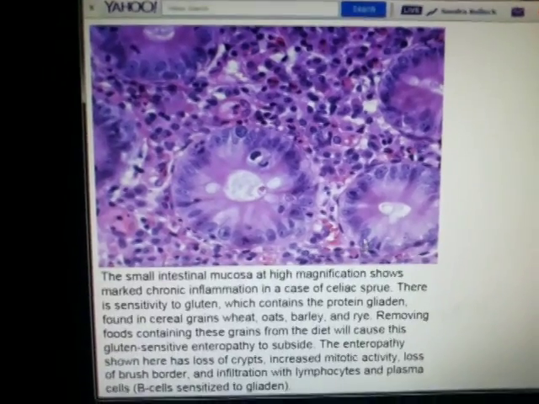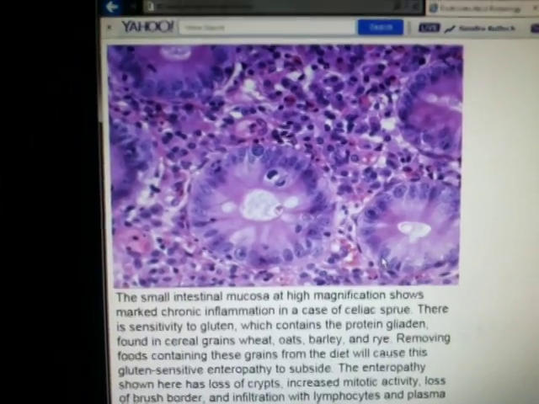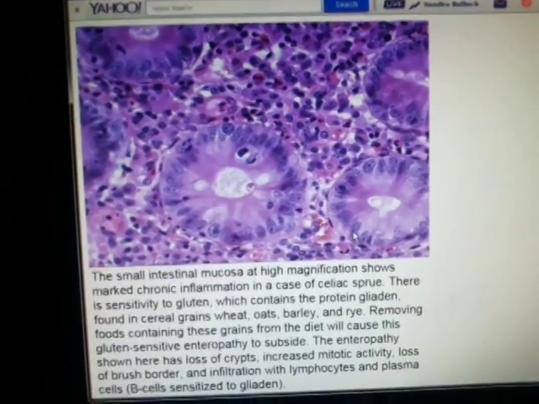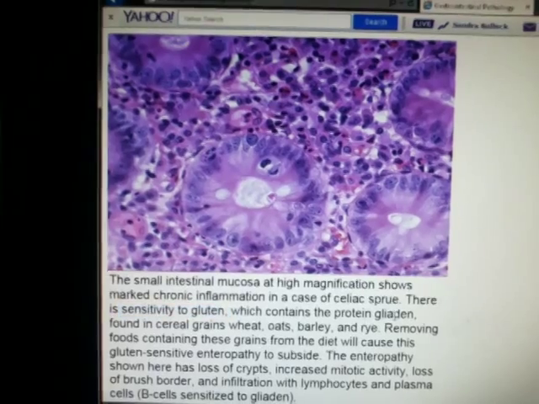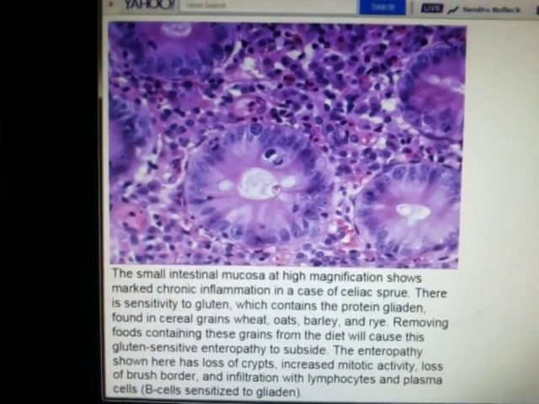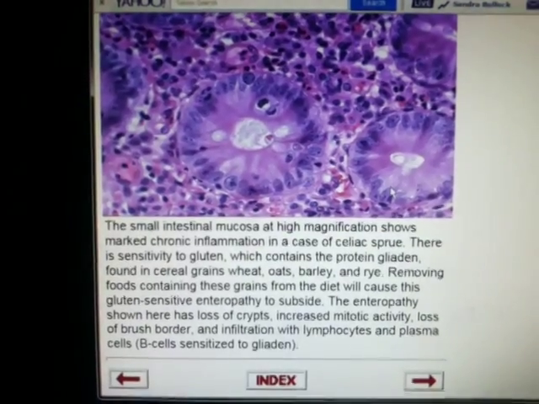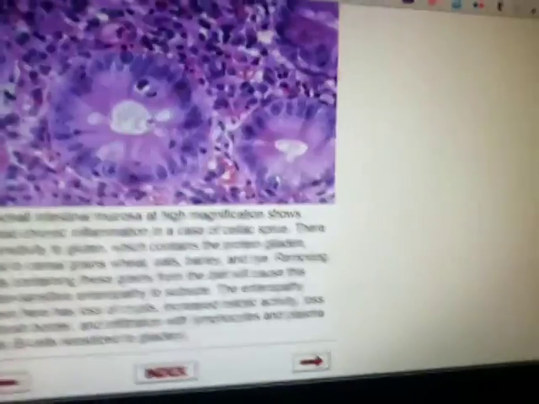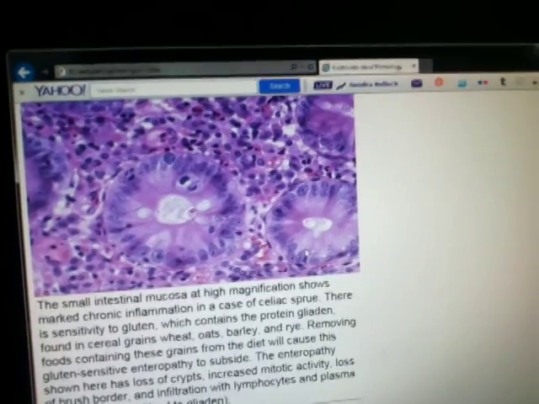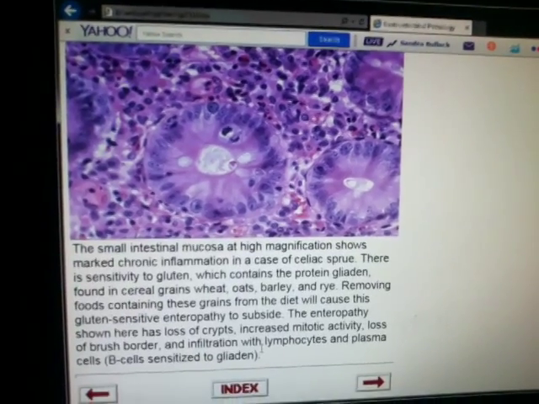This is a higher magnification of celiac disease in the small intestine. They have increased inflammatory cells in the lamina propria, as we said, usually plasma cells and lymphocytes. And as we said, patients have sensitivity to gluten, which contains the protein gliadin, found in cereals like wheat, oats, barley, and others. The patient will be put on a gluten-free diet so as not to have this inflammatory process and its symptoms. The patient will present with malabsorption, like diarrhea and weight loss. We can also examine for antibodies in the serum.